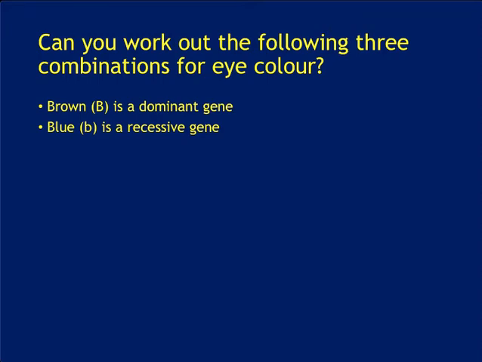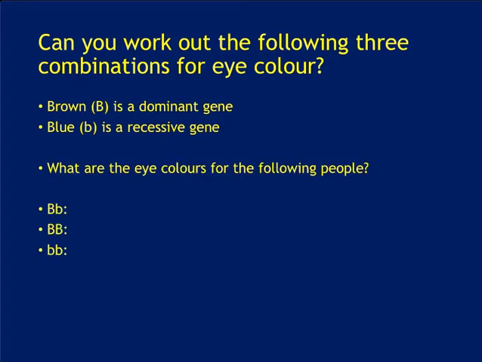So we need to work out the three combinations for eye color. So if you have two big B's, what color are your eyes? If you have a big B, small b, what color are your eyes? And if you have two small b's, what color are your eyes? So that's what we're going to try and figure out here. So we have these three scenarios. So you kind of got to talk to yourself a little bit.